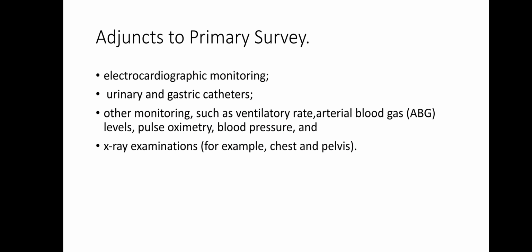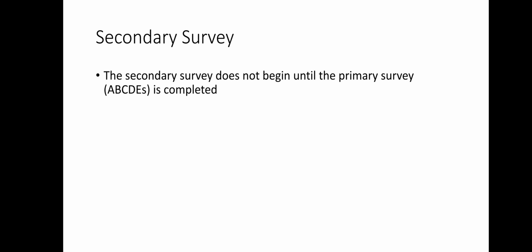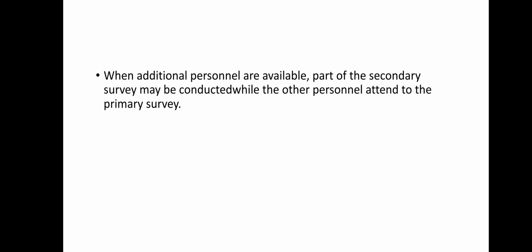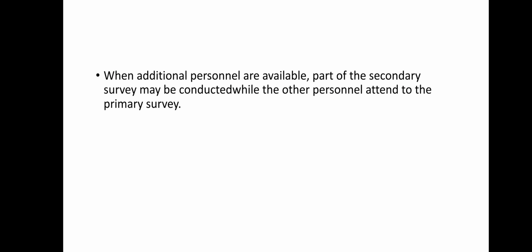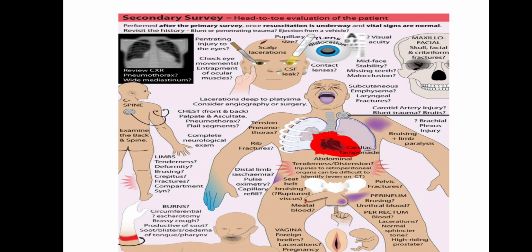Secondary survey. The secondary survey does not begin until the primary survey (ABCDEs) is completed, resuscitative efforts are underway, and the normalization of vital functions has been demonstrated. When additional personnel are available, part of the secondary survey may be conducted while the other personnel attend to the primary survey. In this setting, the conduction of the secondary survey should not interfere with the primary survey, which takes first priority.